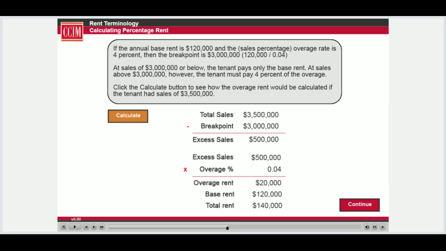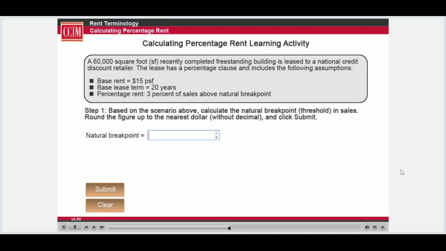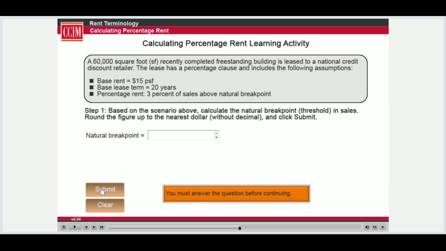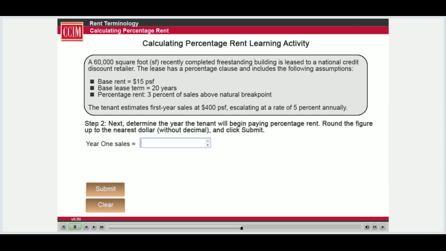Step 1. Based on the scenario above, calculate the natural breakpoint threshold in sales. Round the figure up to the nearest dollar without decimal and click Submit. Step 2. Next, determine the year the tenant will begin paying percentage rent. Round the figure up to the nearest dollar without decimal and click Submit.